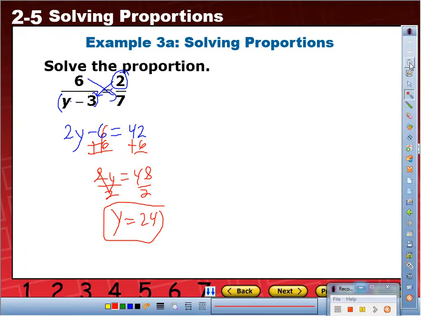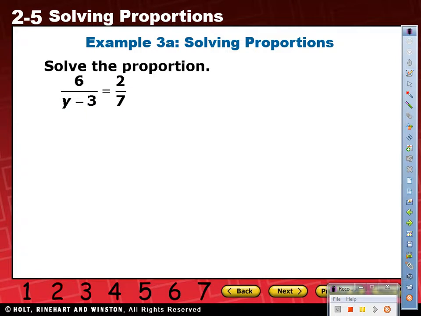Copy this next one, please. Example 3b. G plus 3 over 5 equals 7 over 4. See if you can do that one by yourself. Go. 20 seconds.